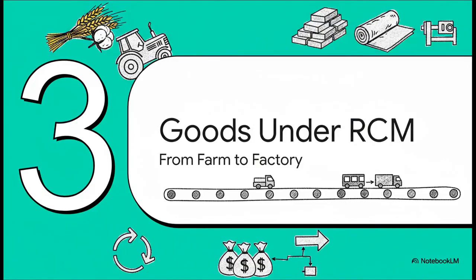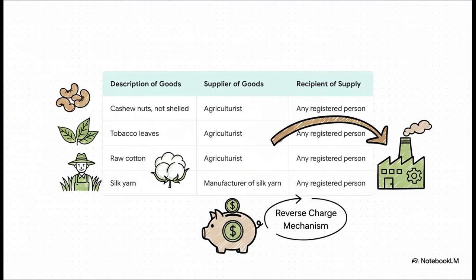Okay, that was a lot on services, but RCM applies to goods too. It's not just about what people do, it's also about what they sell. So let's switch gears and look at what's on that list. Now, this is where you can really see the government's strategy. Take a look at this list.